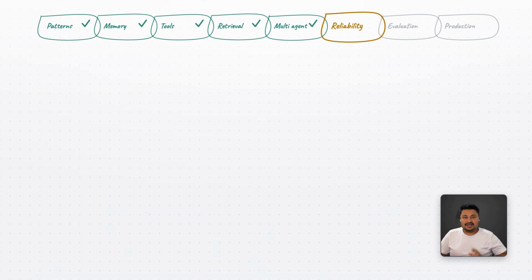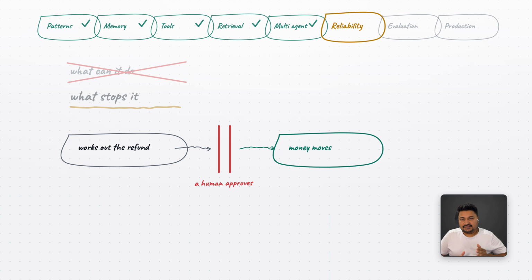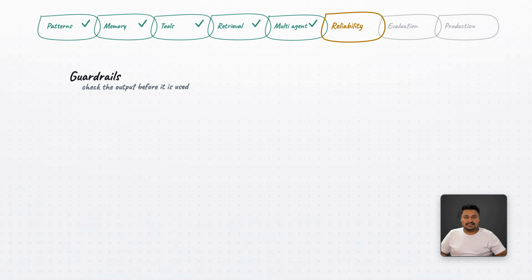Part 6, reliability and control. The question changes here. It stops being what your agent can do and starts being what stops it. Picture a refund agent that works out what you are owed but needs a human to approve before the money moves. Here's the list. Guardrails, checking the output before anything uses it.